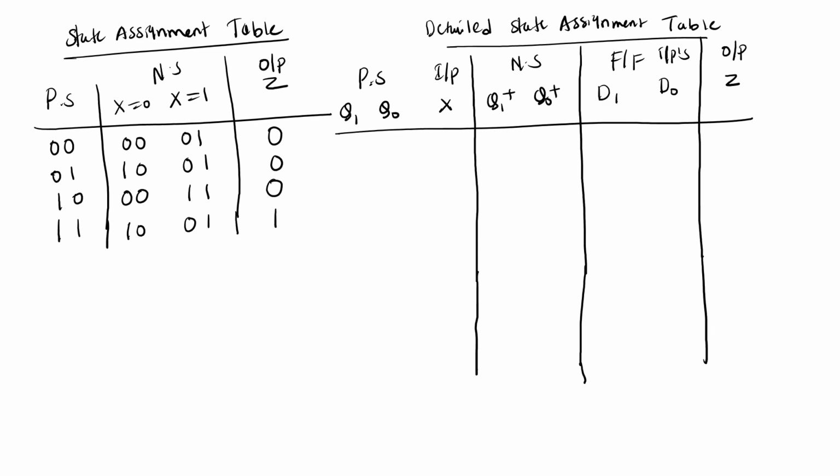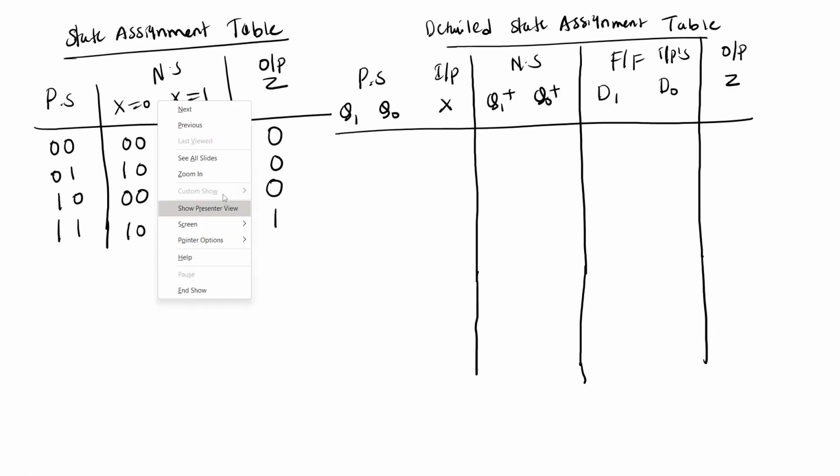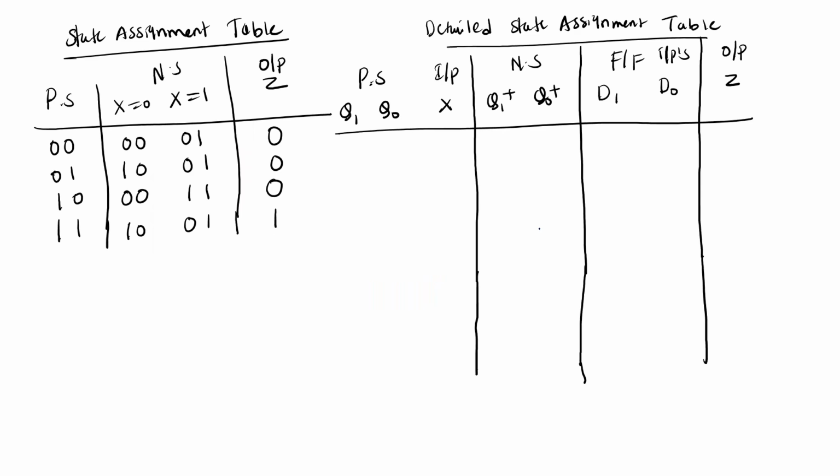For the D flip-flop, if you see the excitation table, the D input equals Qn plus 1. So if you know this Q1 plus and Q naught plus, directly you can write the D inputs. That is the main advantage of D flip-flop.